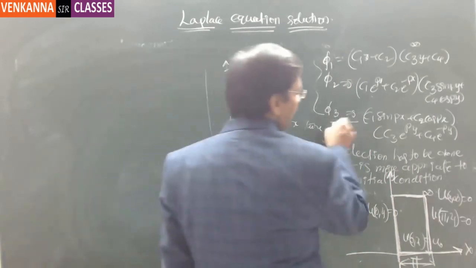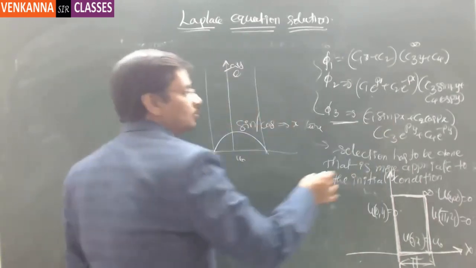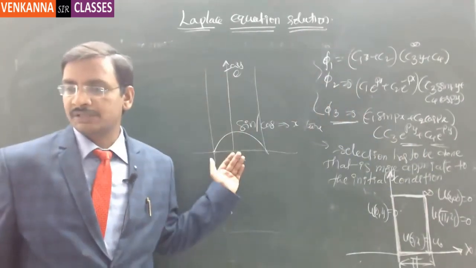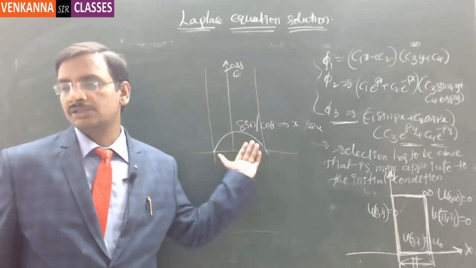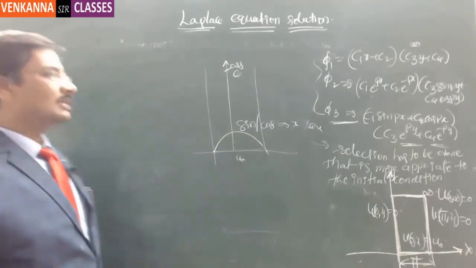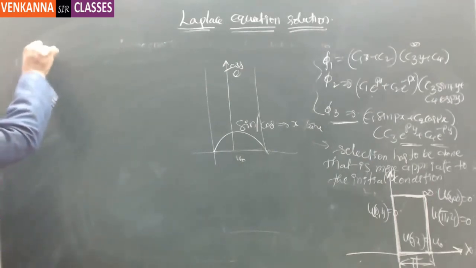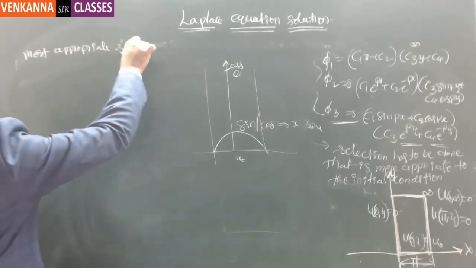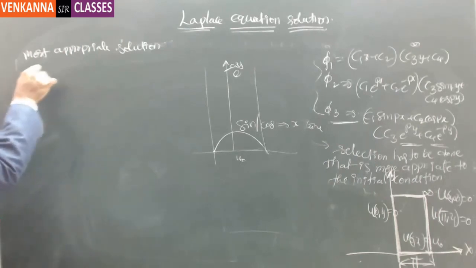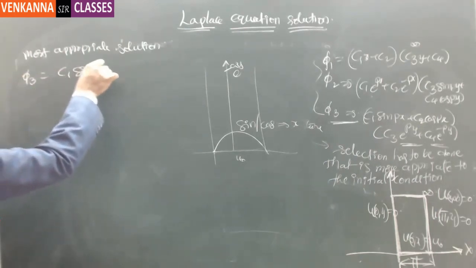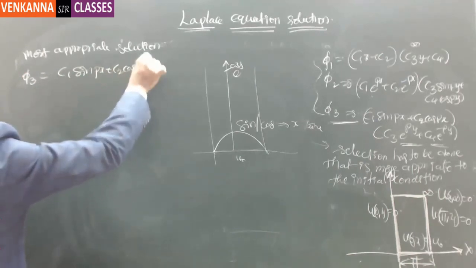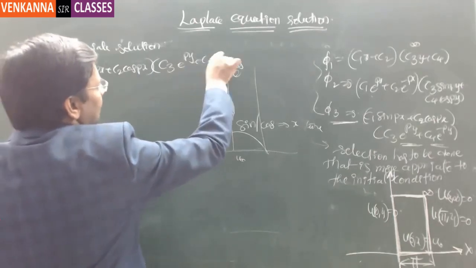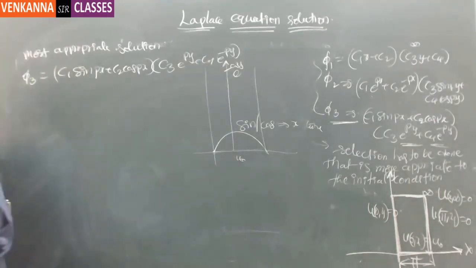That is, x should be in terms of sine and cosine, and y should be in terms of exponentials, because y will contain the exponential aspects and x will contain the oscillations, that is the sine or cosines. That means the most appropriate solution is phi 3 equal to (c1 sin px plus c2 cos px) multiplied by (c3 e power py plus c4 e power minus py). So this will be the appropriate solution for us.